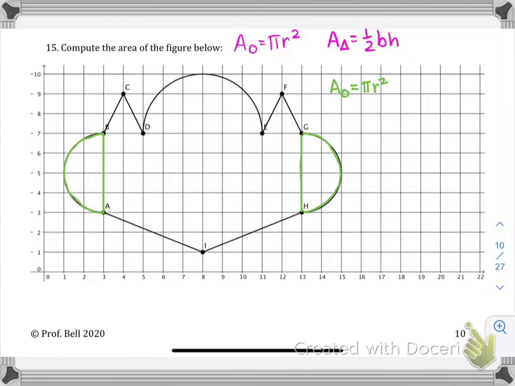times its radius squared. So we would grab our pen to find that the radius is 2. R equals 2. And we could find the area of that circle. The area is pi times 2 squared, or 4 pi.